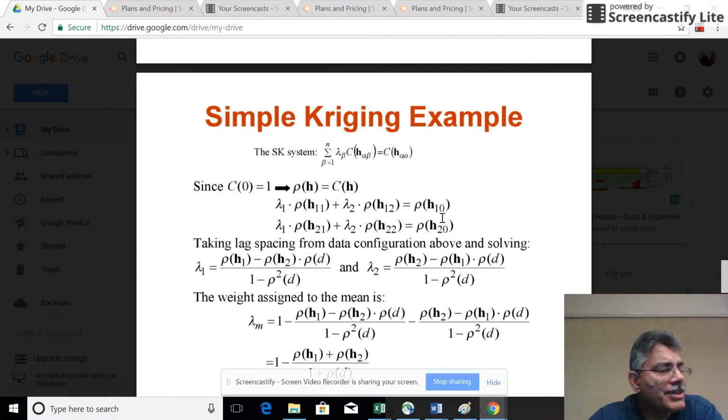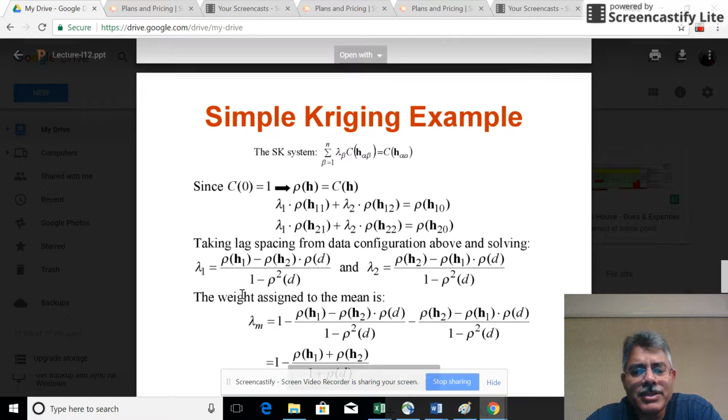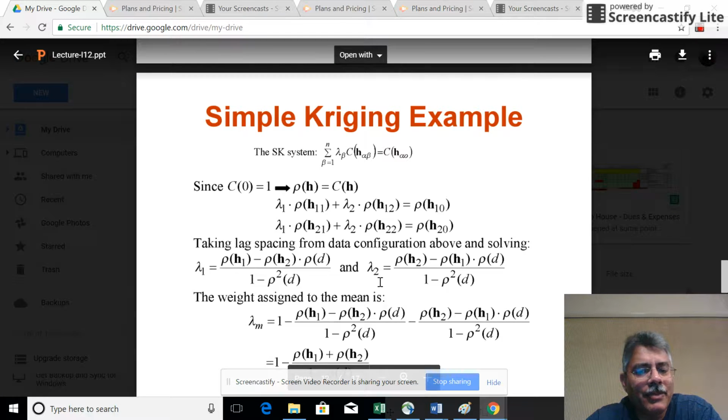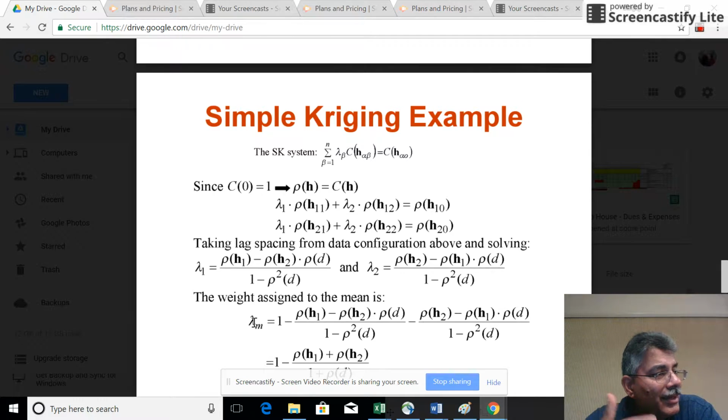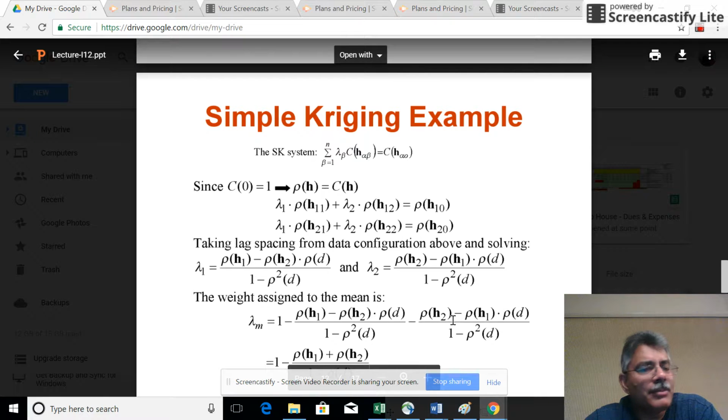So this is something I mentioned in the previous segment. You can solve this 2 by 2 system of equations, and you can write down an expression for lambda 1 and lambda 2, and the weight assigned to the mean. Remember, I told you that you can almost view the weight assigned to the mean as just 1 minus lambda 1 minus lambda 2.